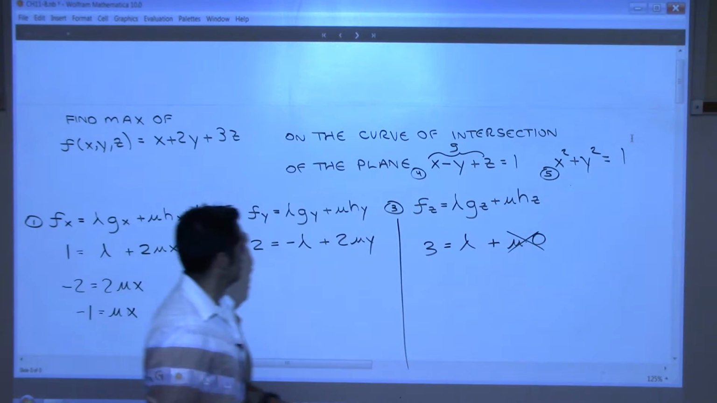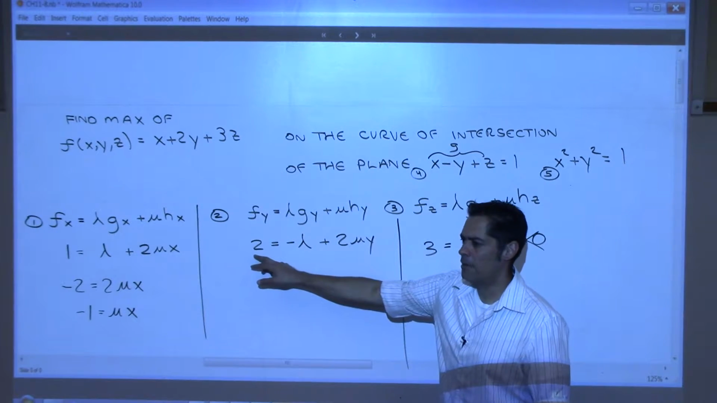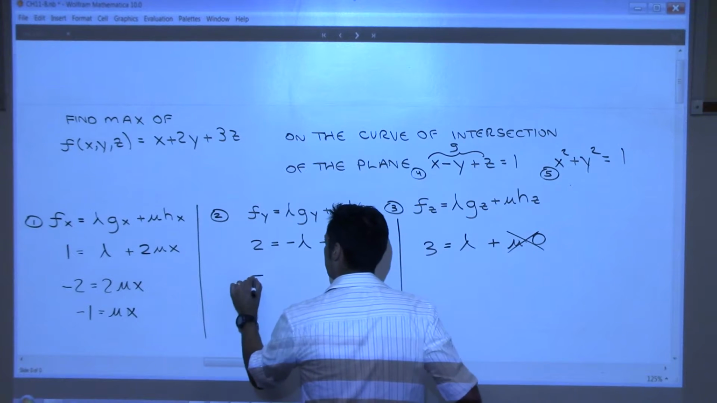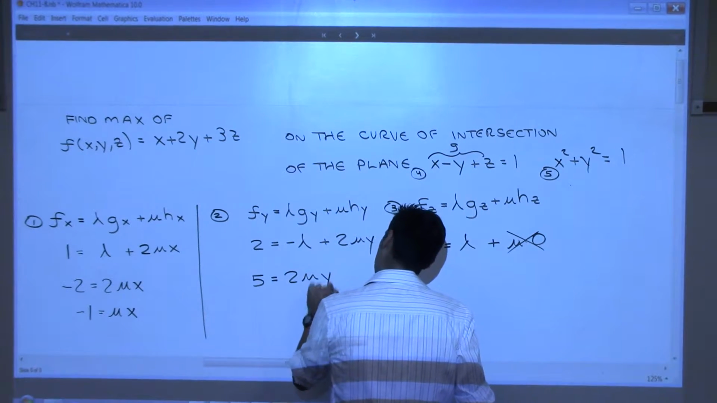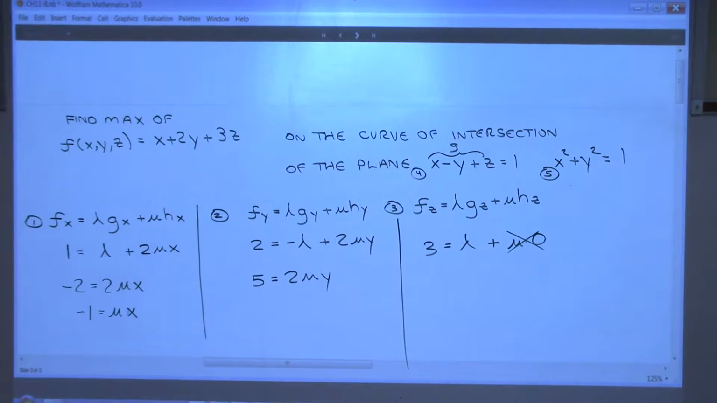Okay? If lambda's 3 here, you get what, 5? So you get 5 equals 2 mu y. And then this one, we don't even care about that, right? Now what? Solve for what? Okay, if you solve for mu, you're going to have to promise me something, though. You got to promise me x and y aren't 0, right? That's okay, though, right? Because what? You'll never satisfy equation 5 if x and y are both 0.